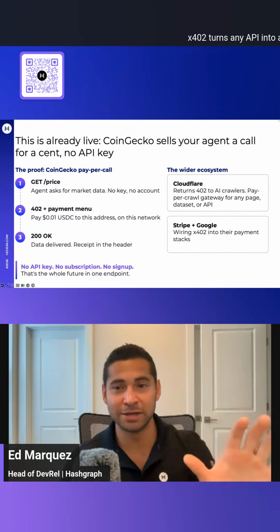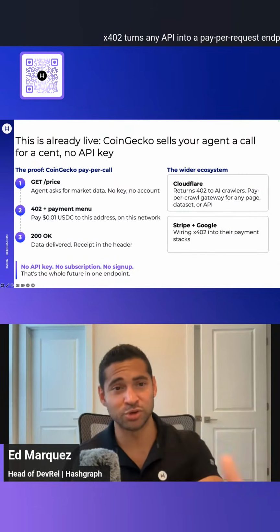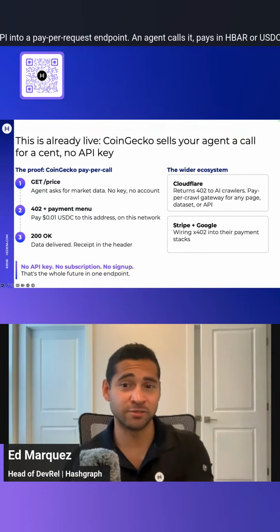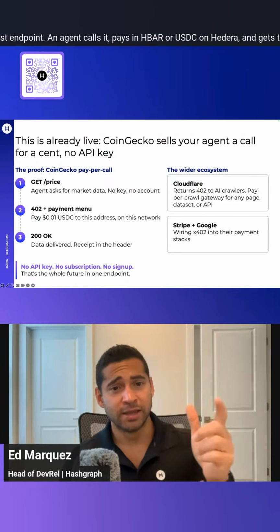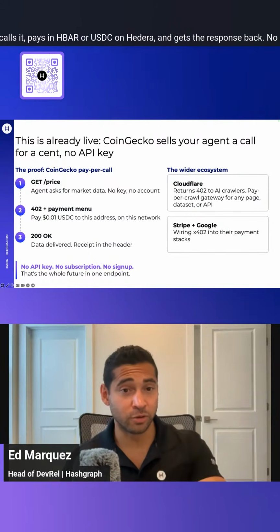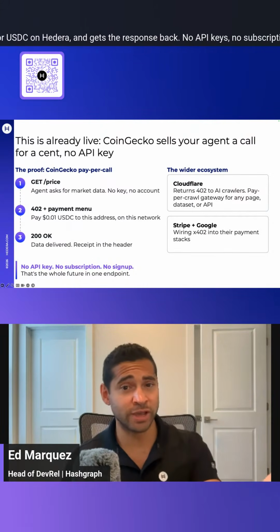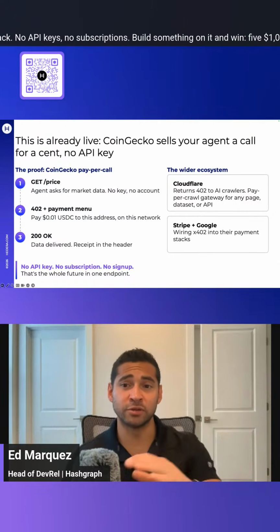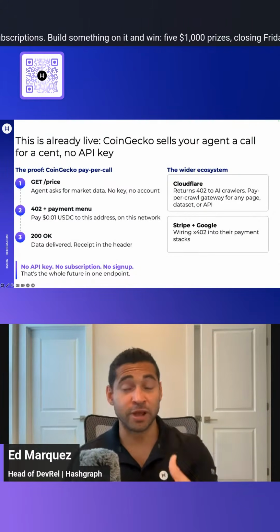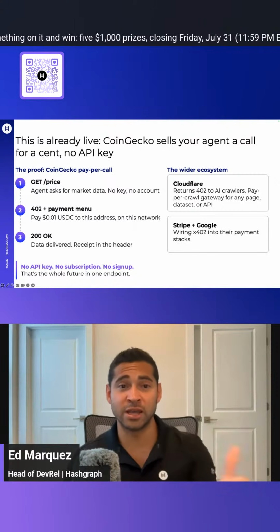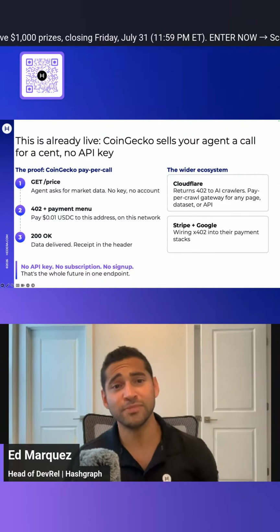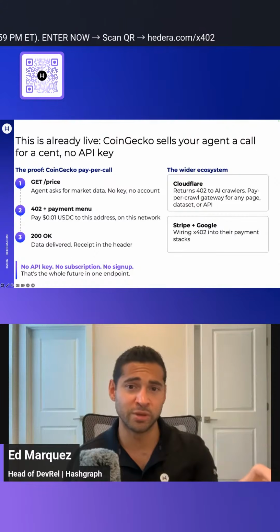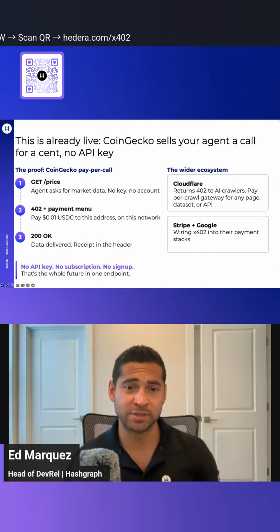So you don't need an API key. You don't need a subscription. You don't need to sign up. The agent just asks, it pays, and it gets the price feed that it needs. And then we also see players like Cloudflare returning 402 to AI crawlers. And they're opening a gateway, right, to be able to charge for any page or any data set or any API in stablecoins. And also players like Stripe and Google starting to wire 402 payments into their payment stack.